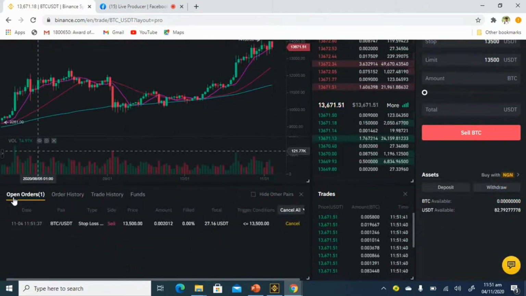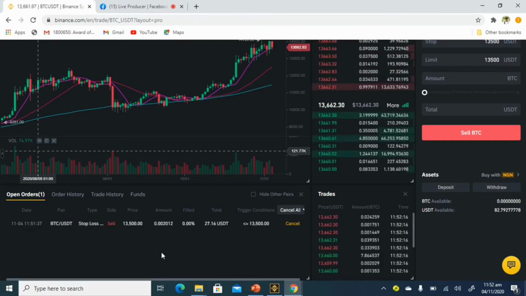So you see here I have my open orders. As you can see, I have an order to sell 0.002012 Bitcoin whenever the price of Bitcoin reaches this amount. So in that case, if I sleep and I wake up and I see that Bitcoin is at 13,300, I'll be rest assured that my trade has already been executed at 13,500 and has saved me from huge losses.